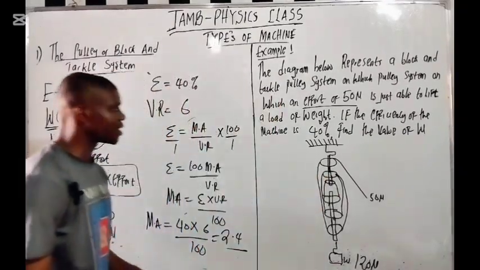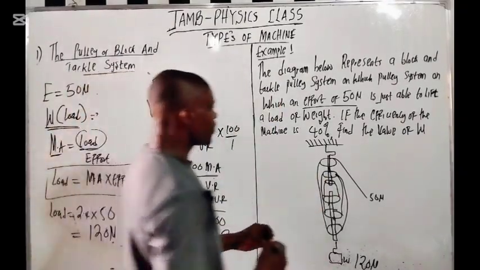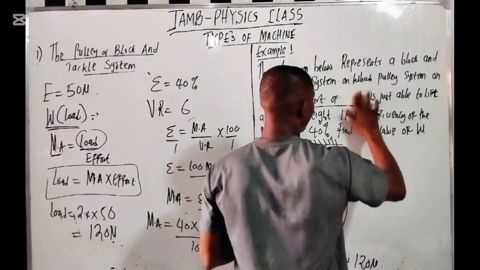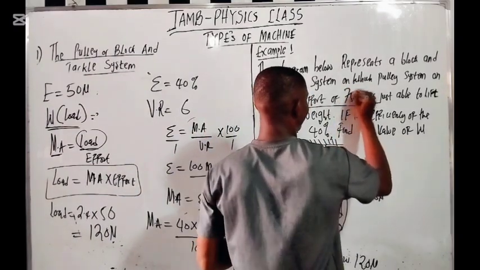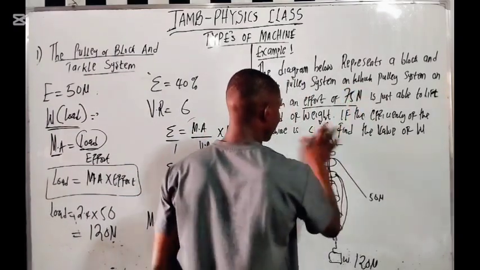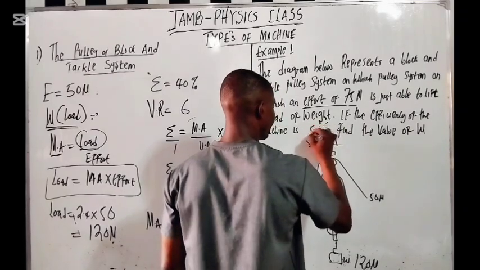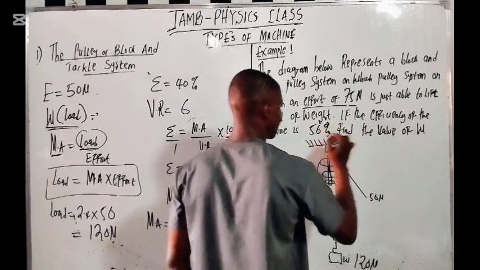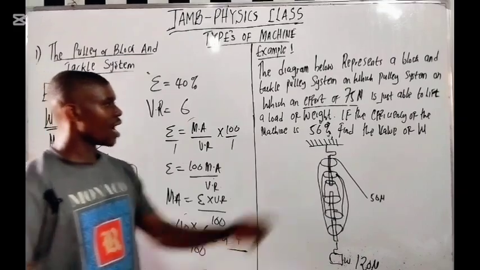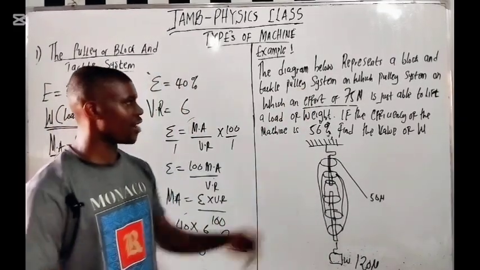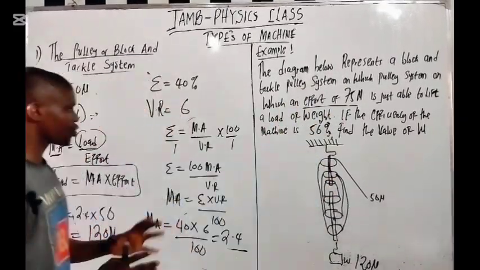So let's solve another example here. But before we go, let me change these values. Let's say here we have 35 newton and here we have 56 percent. Go ahead and solve this question for me. I've just shown the values here.